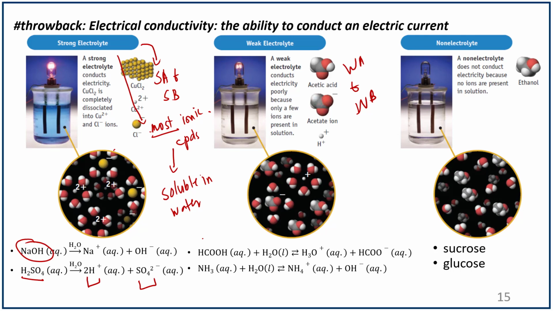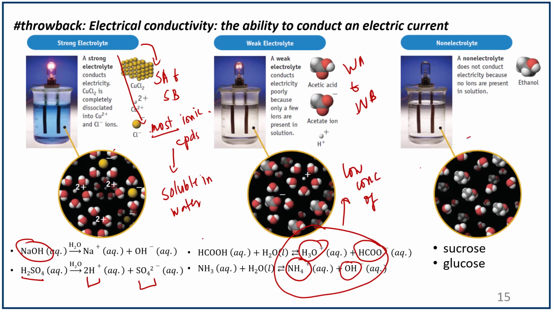As we will see when you go to 106, most of these weak acids and weak bases react with water. Weak acids produce hydronium ions and an anion, and weak bases react with water to produce a cation and hydroxide ions. But again, the production of all of these ions is very minimal. The concentration of the ionic products is low.